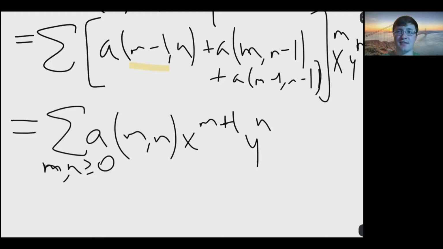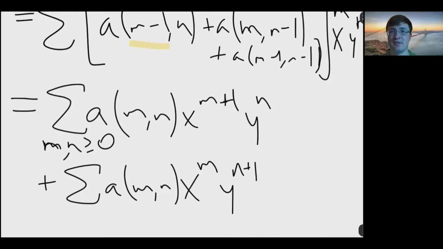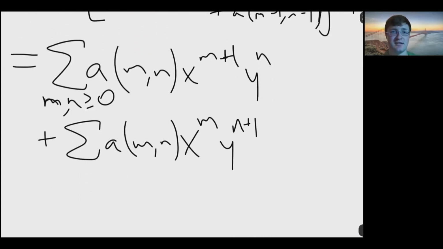And now I just do the same thing with the other terms. Okay, so I get that sum plus, again, over all non-negative m and n, a of mn, but this time I shift n up by 1. And then finally I shift m and n both up by 1.